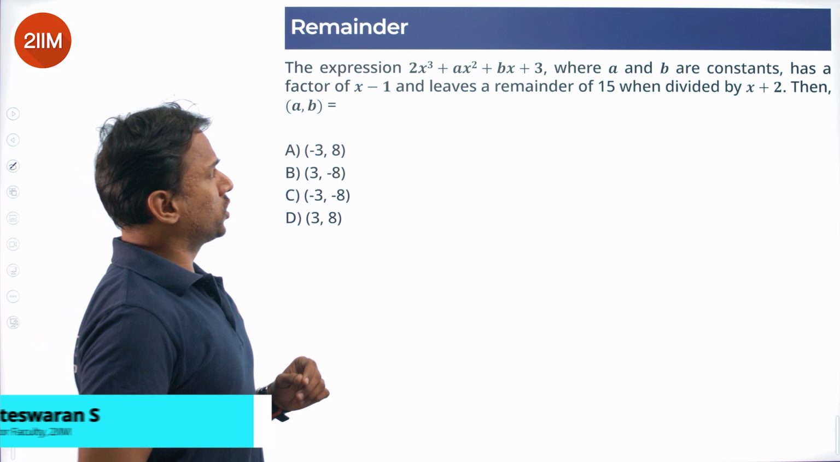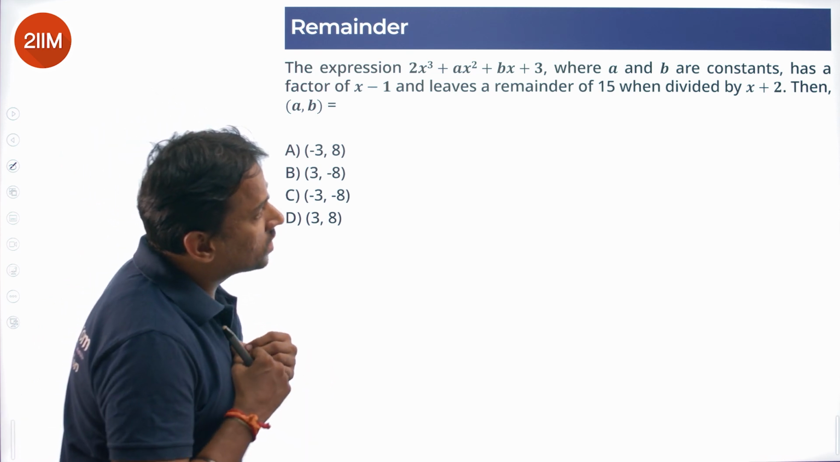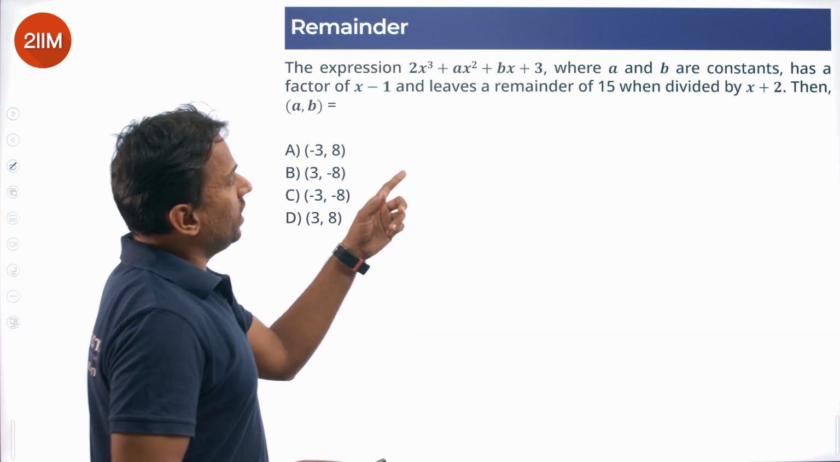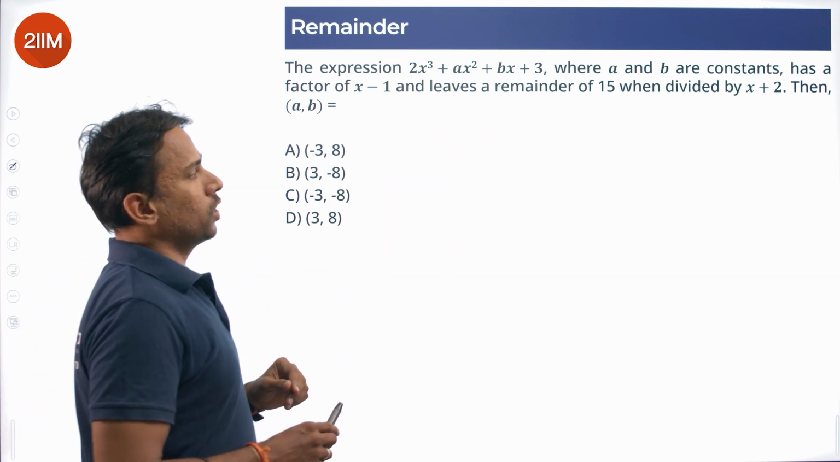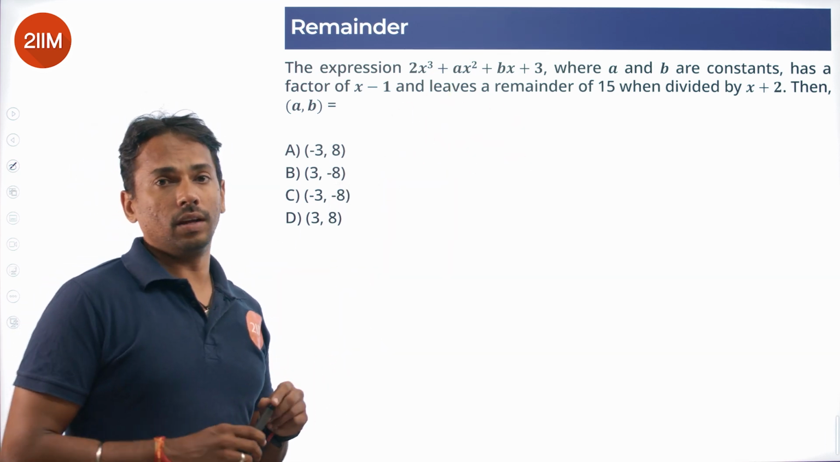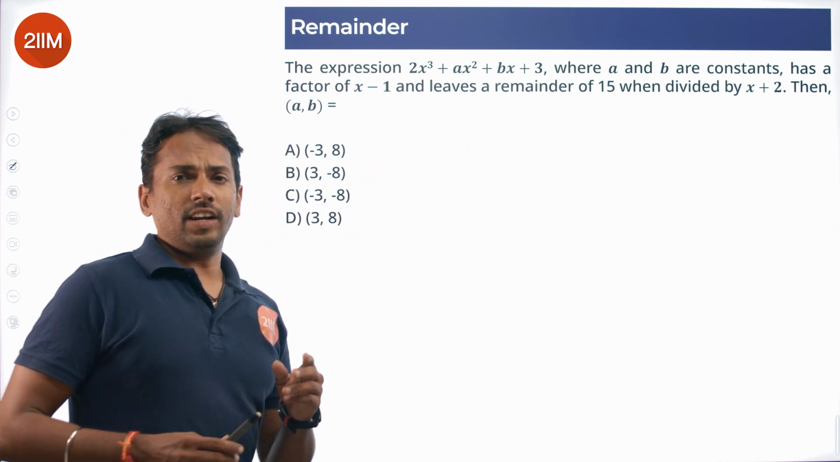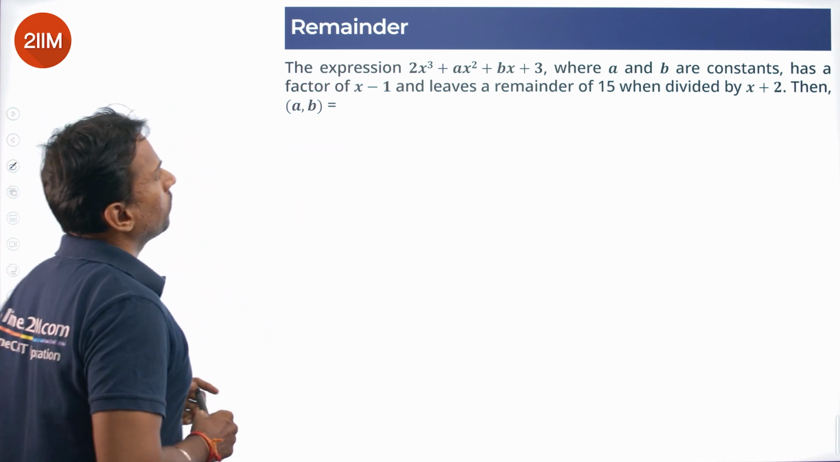The expression 2x cube plus ax square plus bx plus 3, where a and b are constants, has a factor of x minus 1 and leaves the remainder of 15 when divided by x plus 2. So we can use the remainder theorem, factor theorem to solve this problem. Then a comma b, so we need to find the values of a and b. That's the question. So we'll go for a fresh slide.